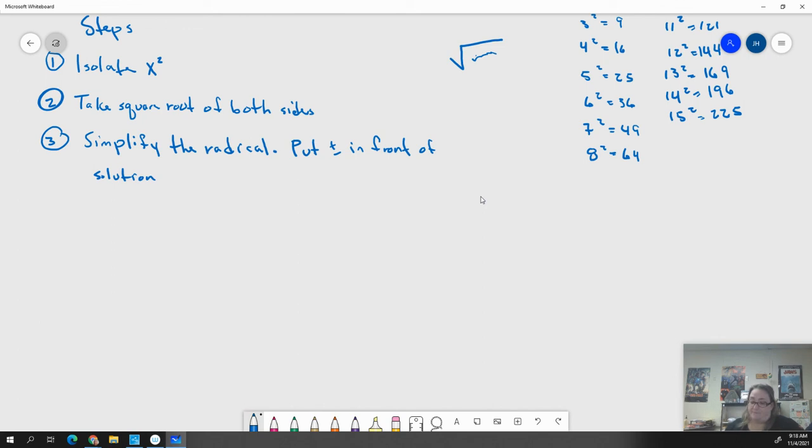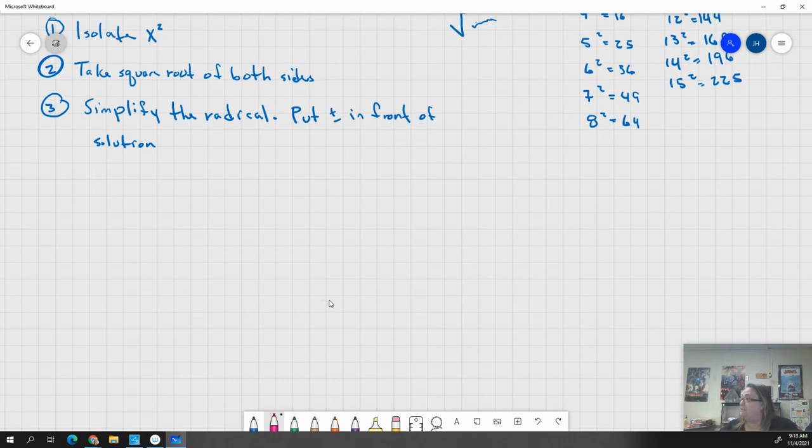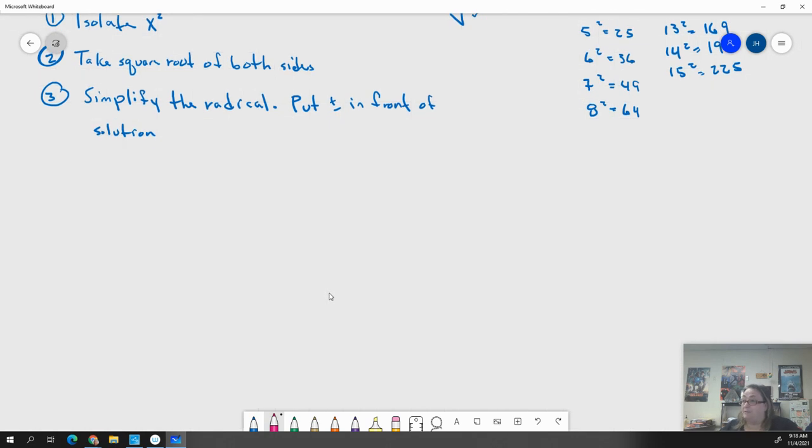So let's look at some simple stuff. I think the best way to teach this is to show you just a bunch of examples. And so that is what I'm going to do. And I'm going to start with easy examples and get more complicated as we go. I'm going to start with x squared minus 64 equals 0.